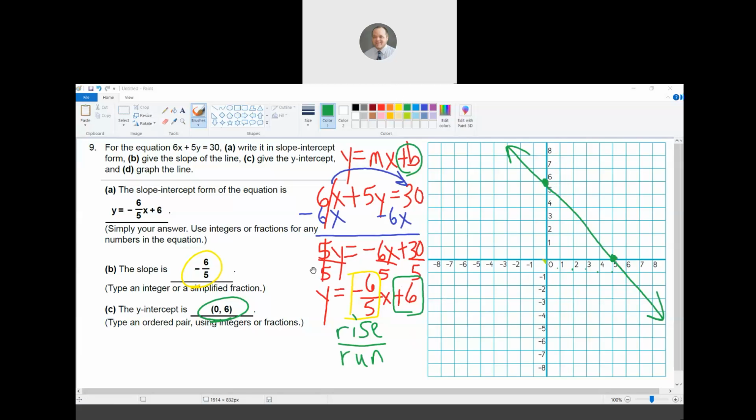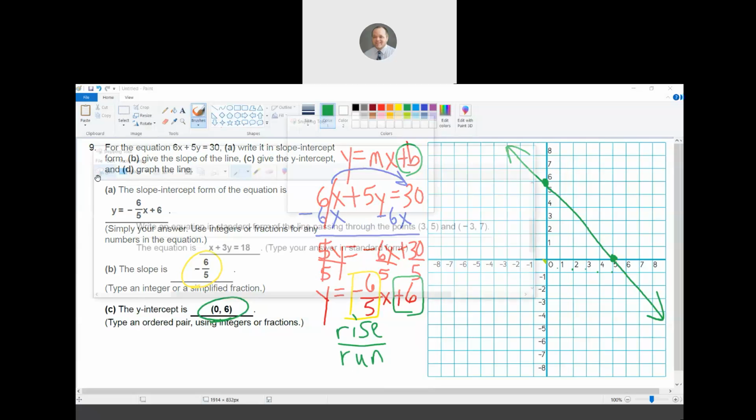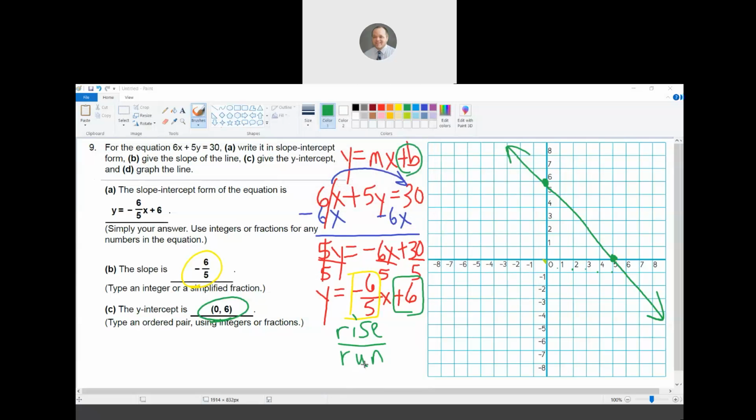Let's look at the next question. Oops, hold on just a second. I copied the wrong question. This next question is very similar to the question we just got through doing.